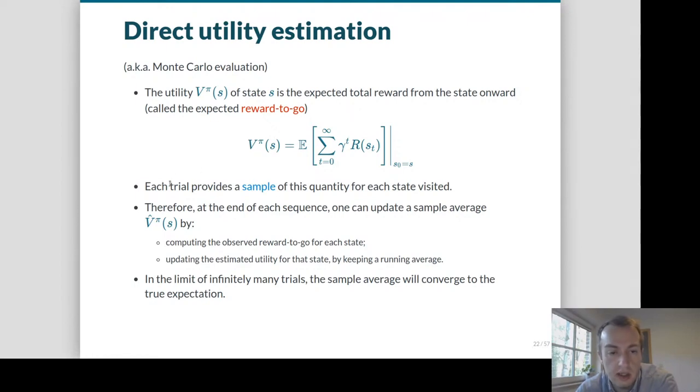Right? So basically, each trial, each episode will provide a sample of that quantity for each visited state. And so a very simple way to estimate directly the V-value for a fixed policy is that at the end of each trajectory, one can update a sample average, an estimate V hat for the utilities of the state S following pi, by computing the observed reward to go for each state, which is just by computing this thing, and then updating the estimated utility for that state by keeping a running average. Right? And then in the limit of infinitely many trials, that empirical average will converge to these expectations that we want to estimate.